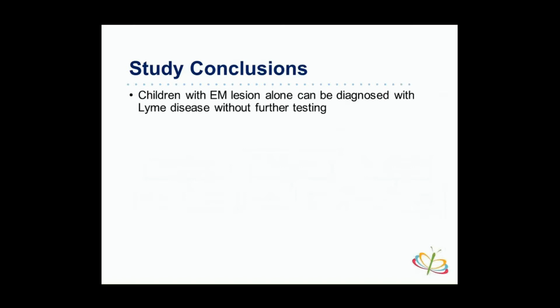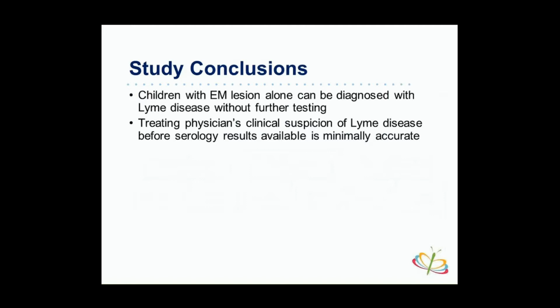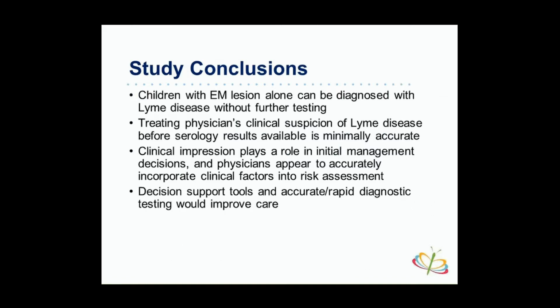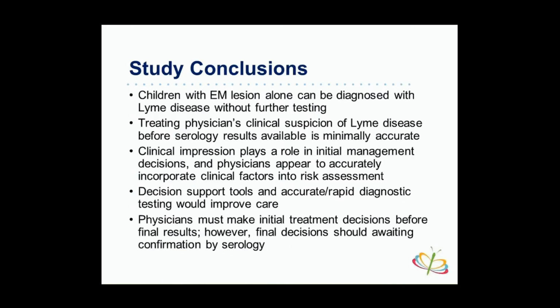So overall, the study conclusions: children with EM lesion alone can be diagnosed with Lyme disease without having any serology, specifically if it's greater than 5 centimeters. Treating clinicians' clinical suspicion of Lyme disease before serology results are available is minimally accurate. Clinical impression plays a role in initial management decisions, and physicians appear to accurately incorporate clinical factors into the assessment, but overall there is minimal accuracy. Decision support tools and more accurate and rapid diagnostic testing would improve our care to our patients. And finally, physicians have to make these initial treatment decisions before serology is available, but final testing and confirmation of the results should always be taken.